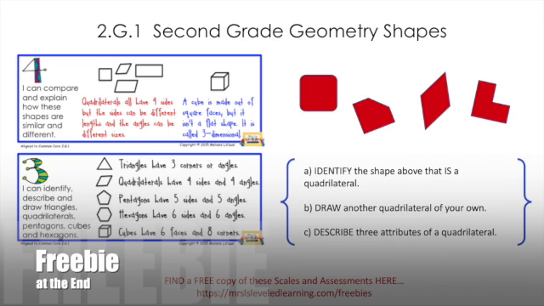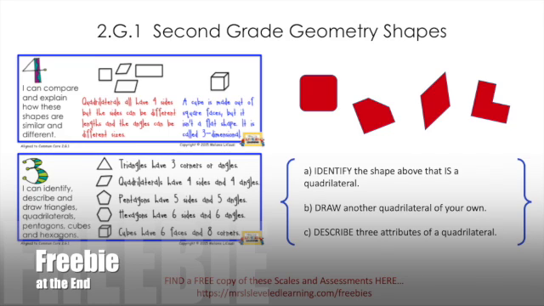Here's an example of a level 3 problem that I might ask students to see where we're starting this standard. Identify the shapes above. There's one that is a quadrilateral. They'd have to think about why the others aren't. Draw another quadrilateral of your own. This is a little harder because they have to understand the variety of shapes that can go into that category and how they would be different.